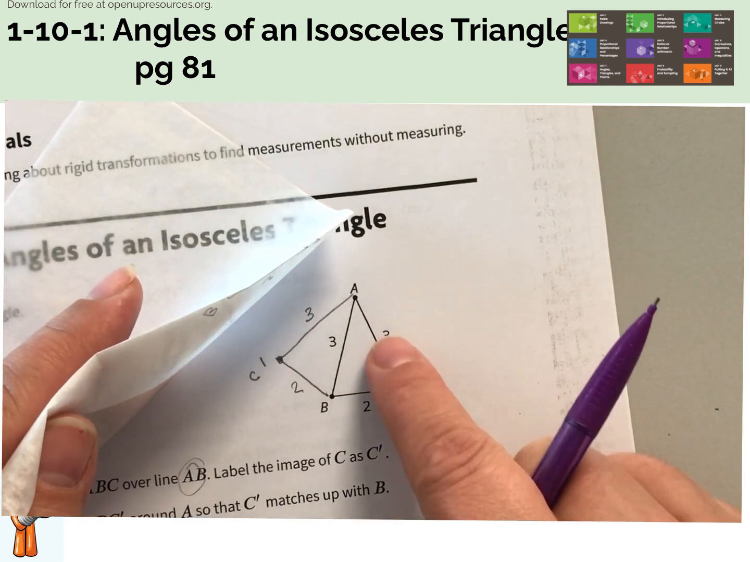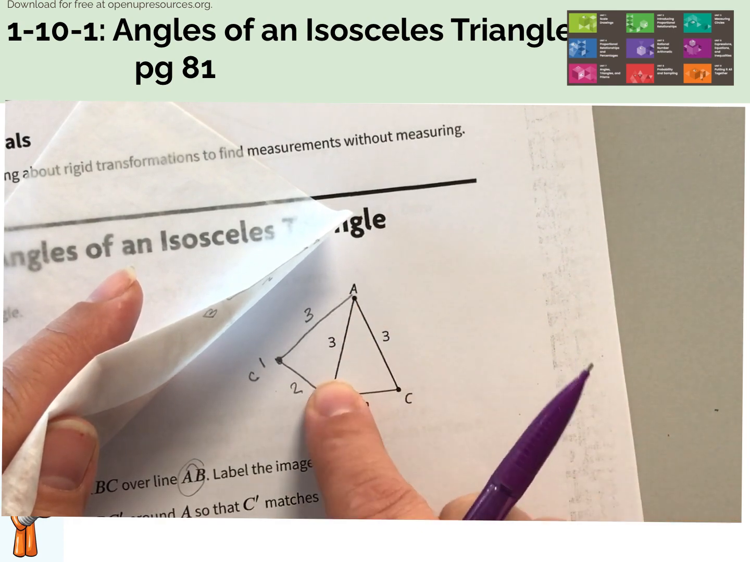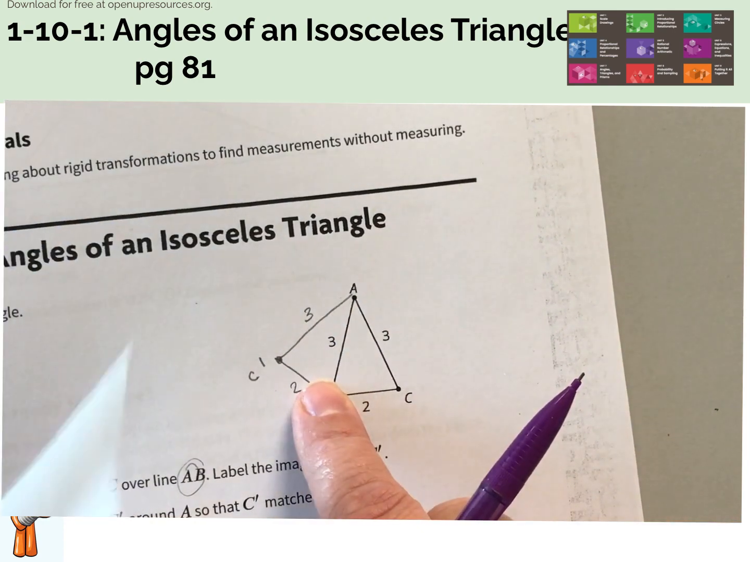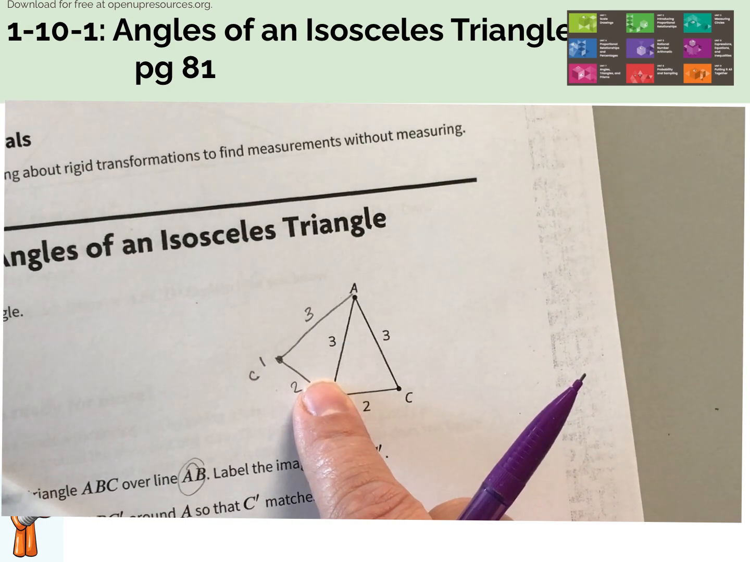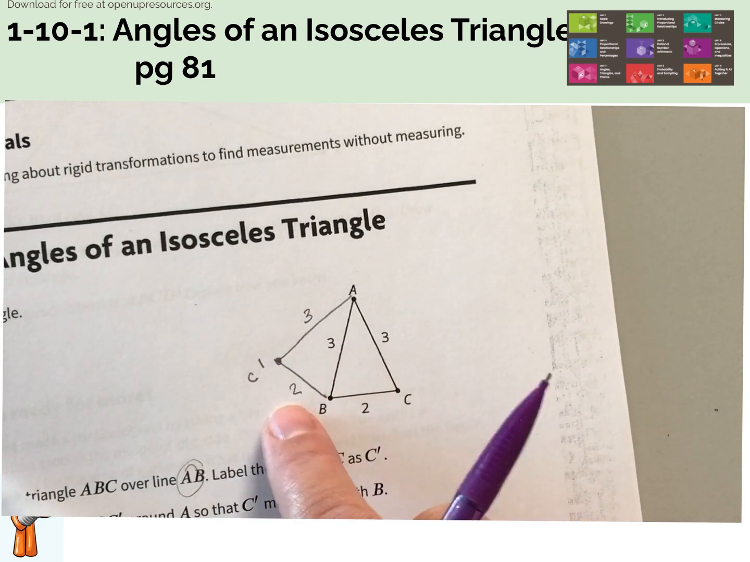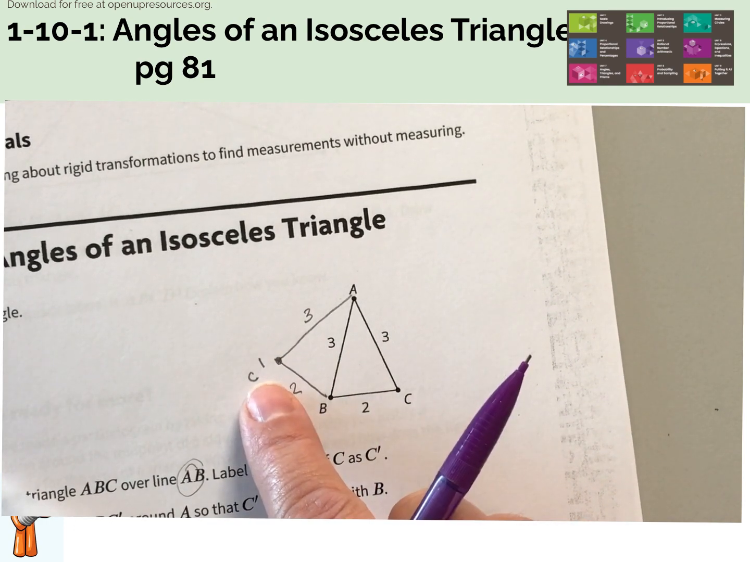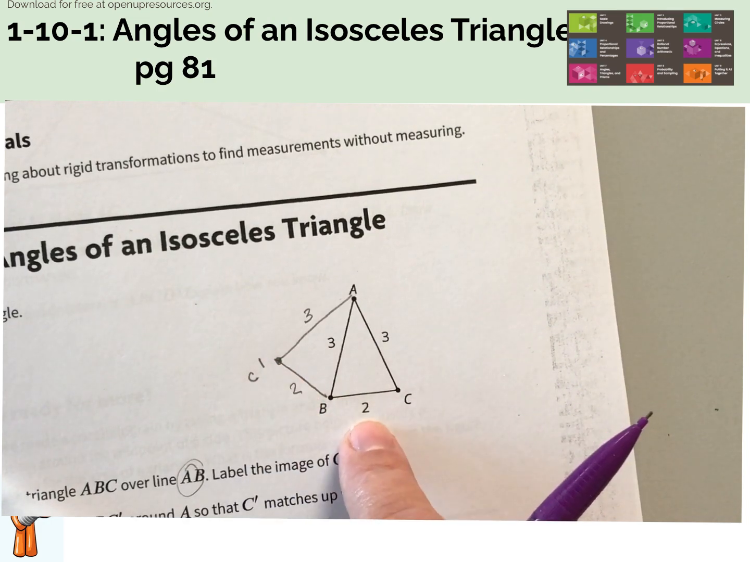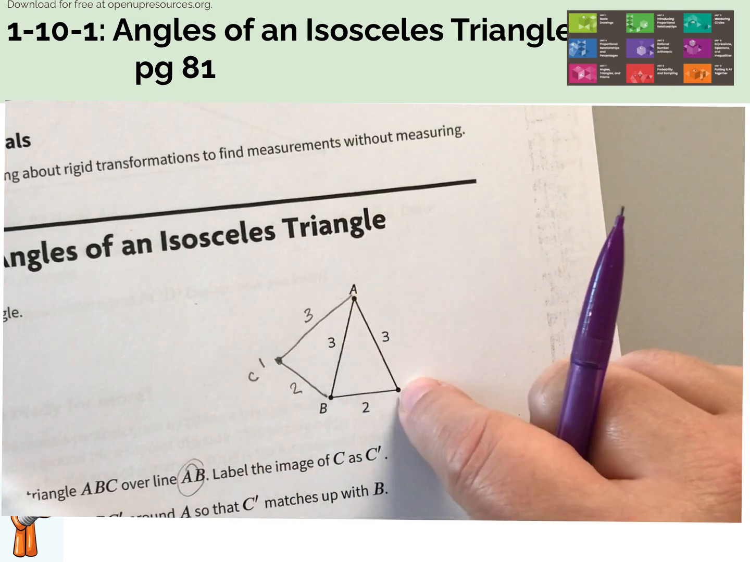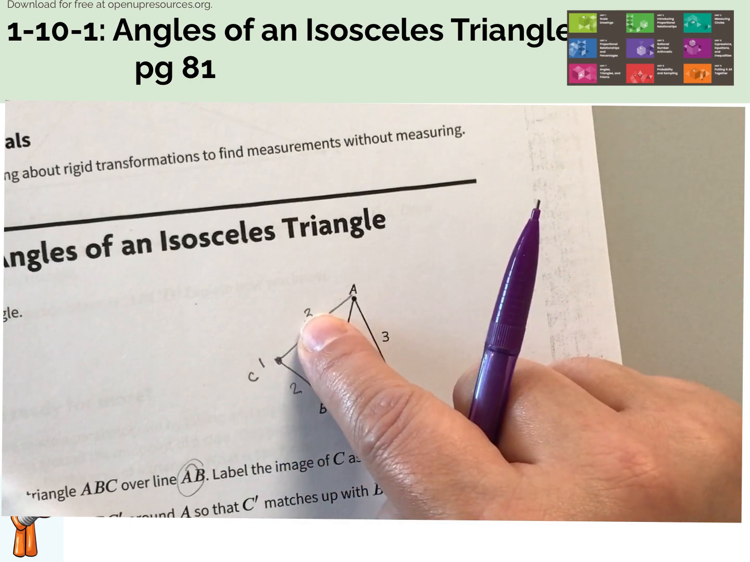Now the question is, since we reflected this over AB, did it change this picture? No. Did it make it bigger? No. Did it make it smaller? No. It's just reflected. So notice how B to C prime is still 2, just like this one. And notice A to C prime is also 3.